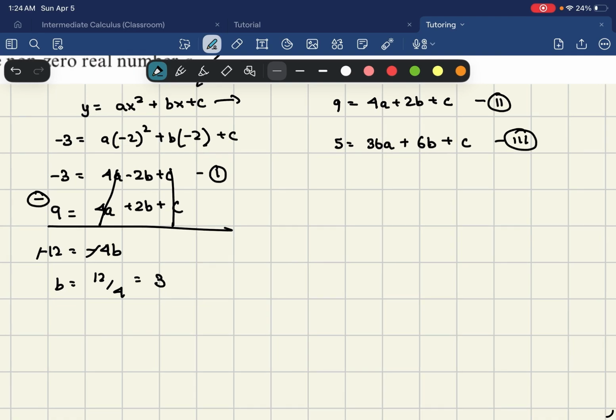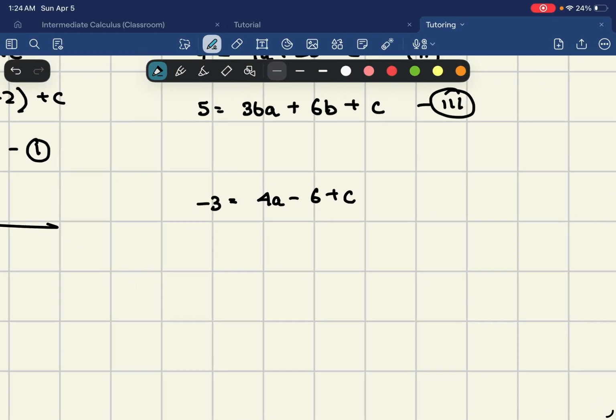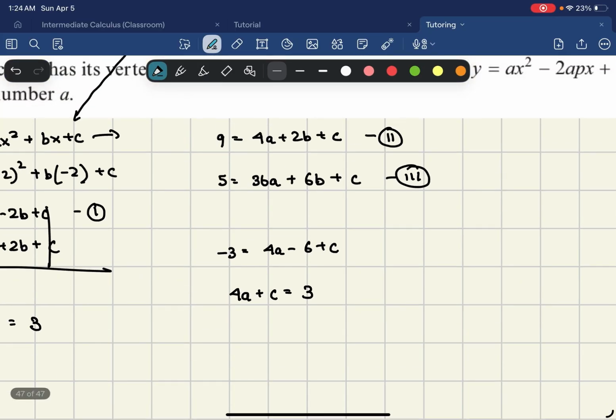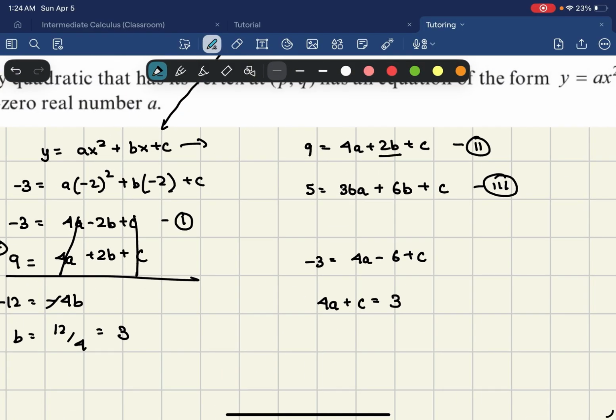All right. So now that I know that b is equal to 3, I can substitute it into my equation. So minus 3 is 4a minus 2 times 3 is 6 plus c. So if I take 6 to the other side, 4a plus c is equal to positive 3. And I can also substitute b here. So 3 times 2 is 6. I get the same equation. 4a plus c is equal to 3.